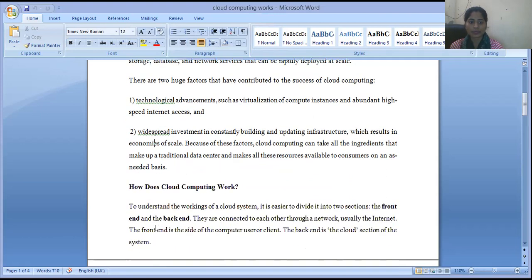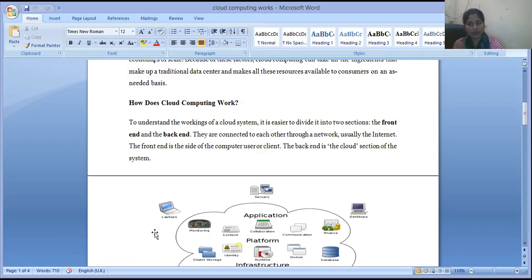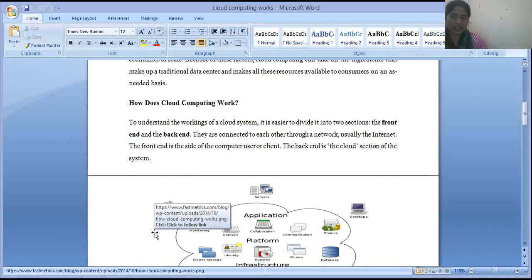So now, how does cloud computing work? This is the basic diagram which shows the cloud computing working. To understand it, you know that any software has two parts: one is the front end, second is the back end. In front end, whatever you are developing, and in back end, you are using the database or the server. The database is connected to the server, so that is known as back end.